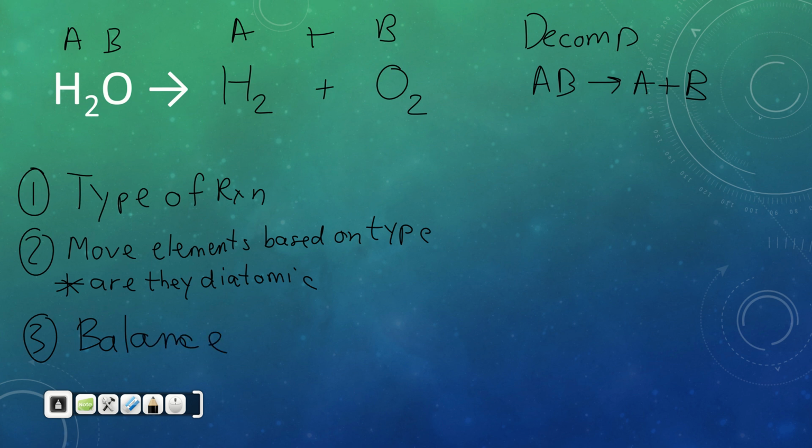So if I balance this one, I have 2 H's on the left, 2 H's on the right. 1 O on the left, 2 on the right. So I need to come back and put a 2. I now have 4 H's, so I need to put not 4, what am I doing? A 2. And there you go. 2, 2, 1 would be your balanced reaction.